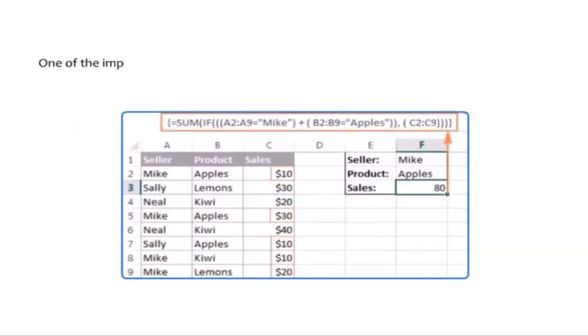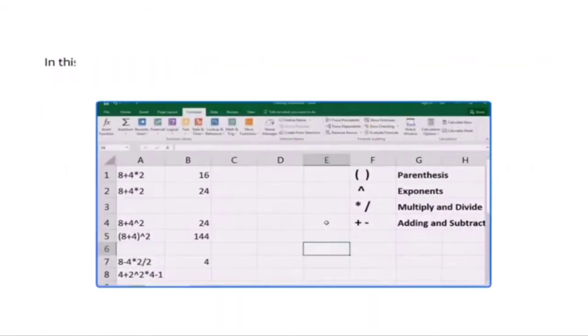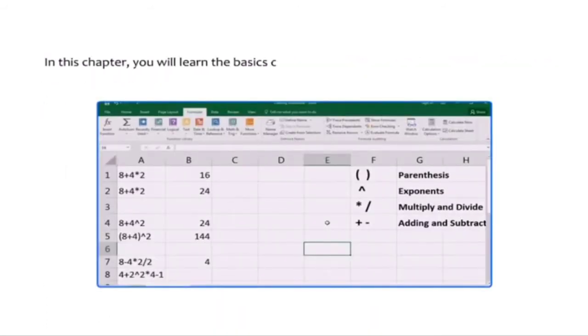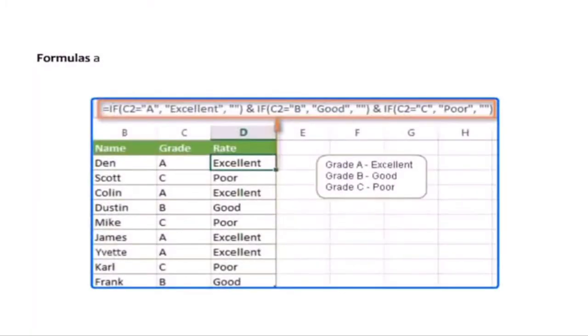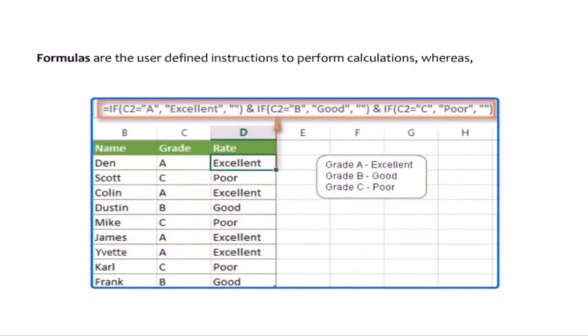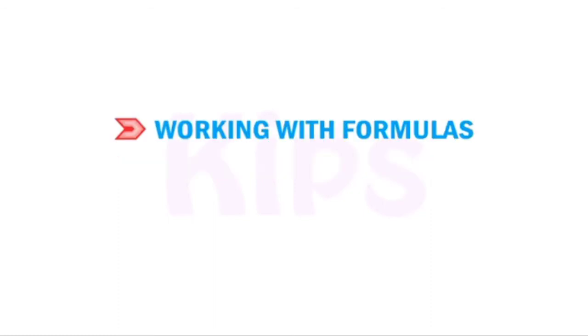One of the important attributes of Excel is its ability to perform calculations either using a formula or a function. In this chapter, you will learn the basics of formulas and functions and how they can be used in different scenarios. Formulas are the user-defined instructions to perform calculations, whereas functions are the predefined or inbuilt formulas that come with Excel. Let us first understand how to work with formulas.